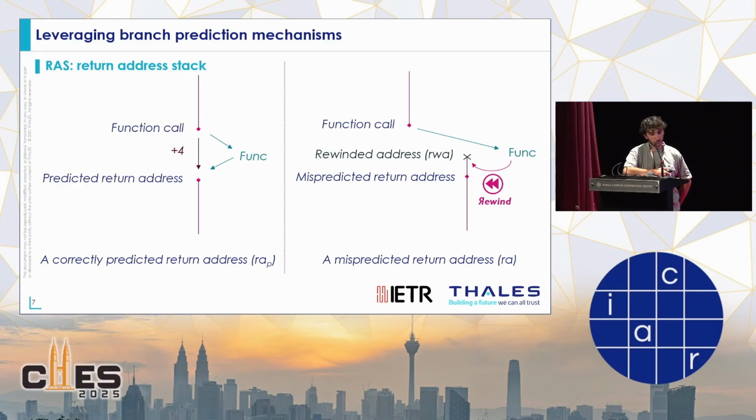So what we propose to do with call rewinding is to trust the prediction of the return address stack and only perform the check for mispredicted return addresses. So here you have your mispredicted return address, and call rewinding simply fetches the instruction before that, the rewinded address, RWA, and performs the check.